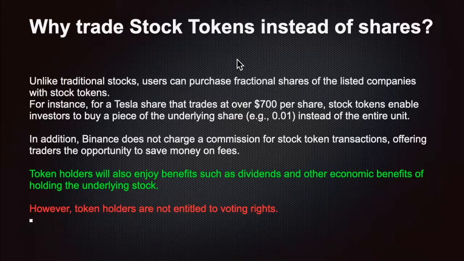Let's discuss why trade stock tokens instead of shares. Unlike traditional stock, users can purchase fractional shares of the listed companies with stock tokens. For instance, for a Tesla share that trades at over $700 per share, stock tokens enable investors to buy a piece of the underlying share. Example, you can buy 0.01 Tesla shares using these stock tokens. In addition, Binance does not charge a commission for stock token transactions, offering traders the opportunity to save money.